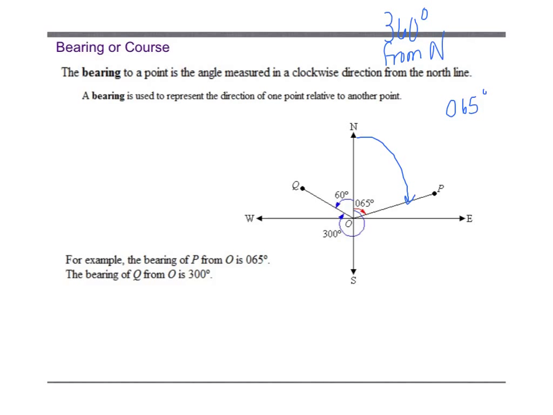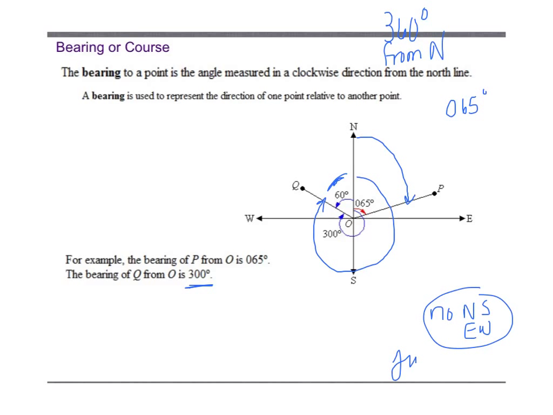Okay. Over here, if I want to travel to Q, then I would do this angle all the way around to here. Well, it tells me that this part right here is 60, so O to Q would be 300 degrees. And so that just tells me there's no north, south, east, west in it. It's just the angle. Just the angle. And the angle is going to be anywhere from 0 to 360 degrees. It always goes clockwise from the north.